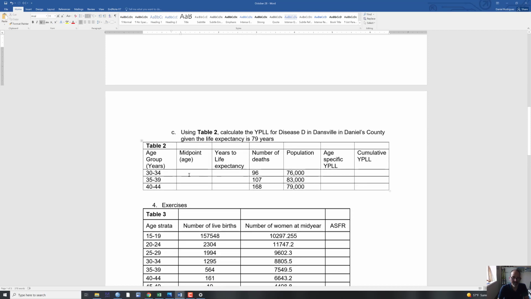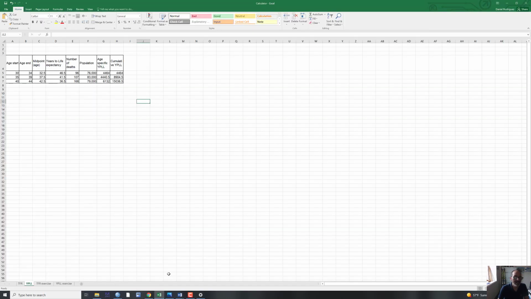So let's fill up this table here. Again, let's go to my buddy Excel here. So in Excel, we have everything we need again. So this is a copy of that table. The only difference I did here, and by the way, you can use Excel when you do your exams.